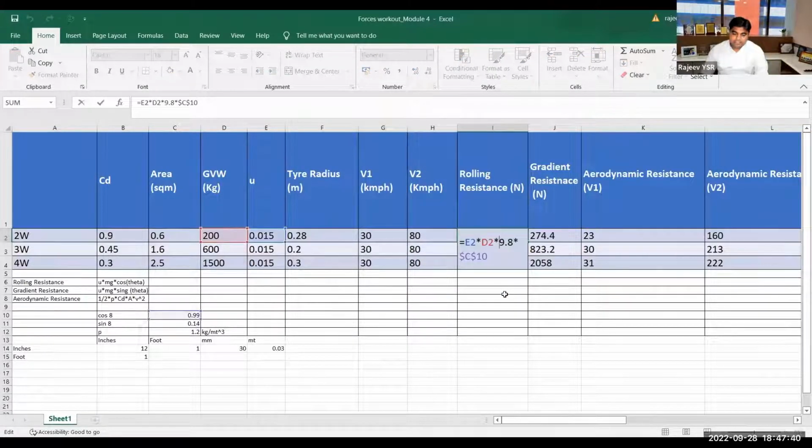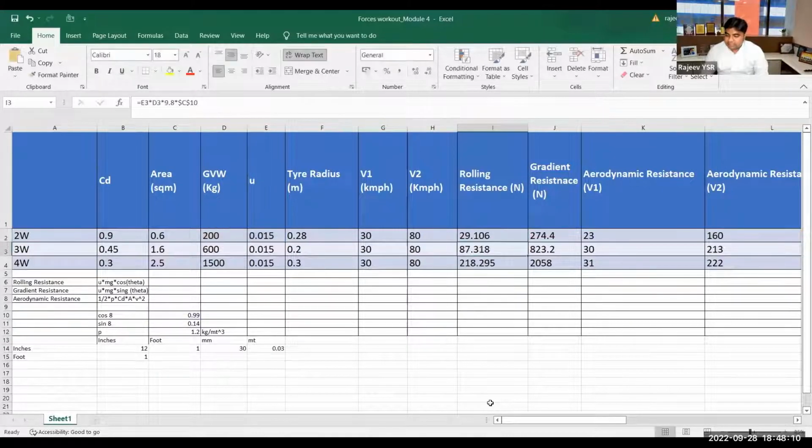Here in this case, cos 8 degrees is around 0.99. Mu, the coefficient of rolling resistance, is given as 0.015. So 0.015 into 0.99 into the mass, which is 200 kgs, and into g, which is 9.8. My rolling resistance, mu mg cos theta, is roughly 29 newtons.